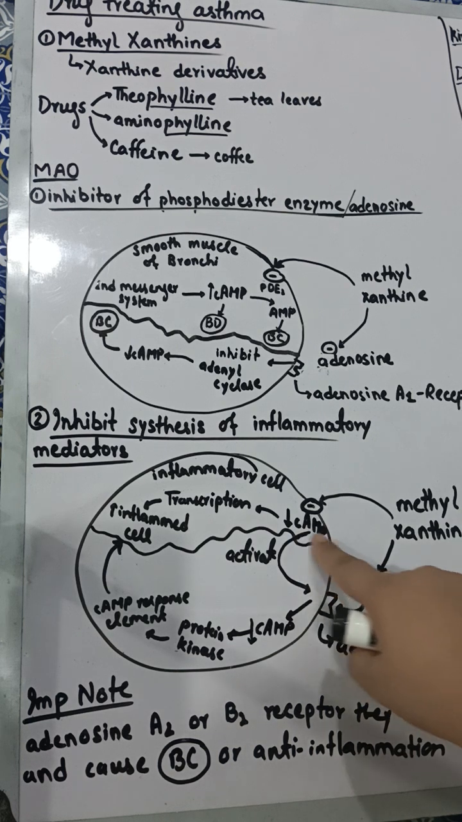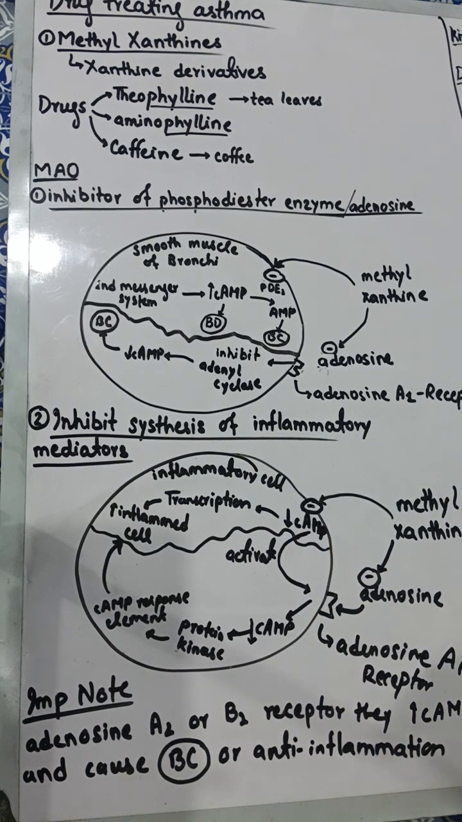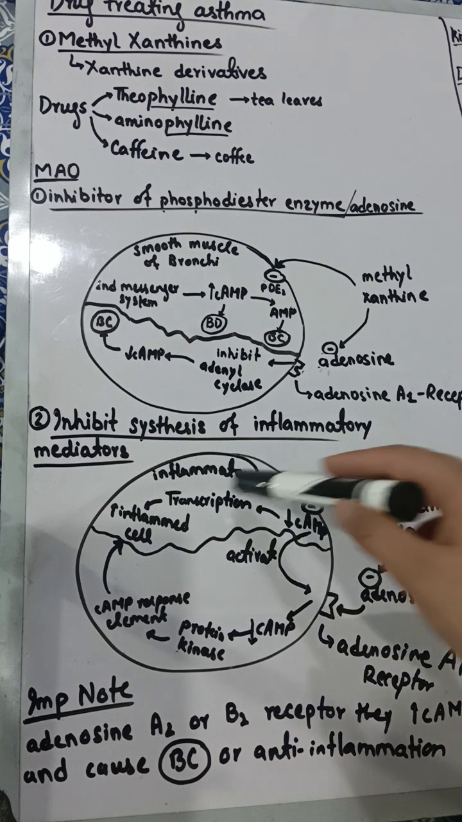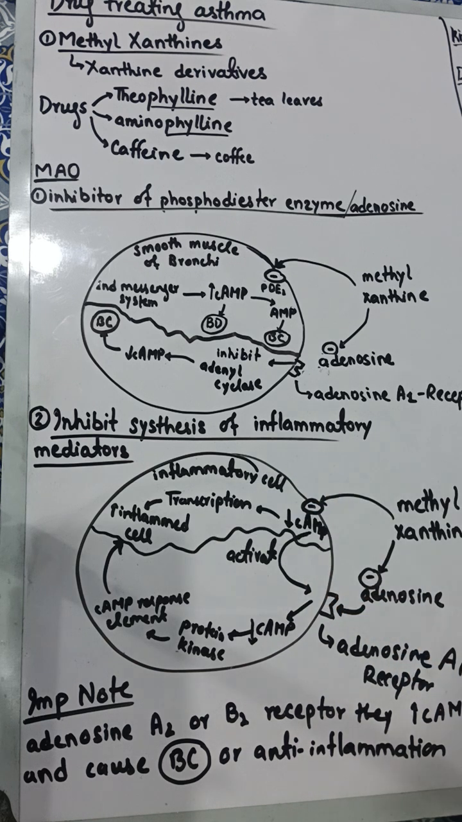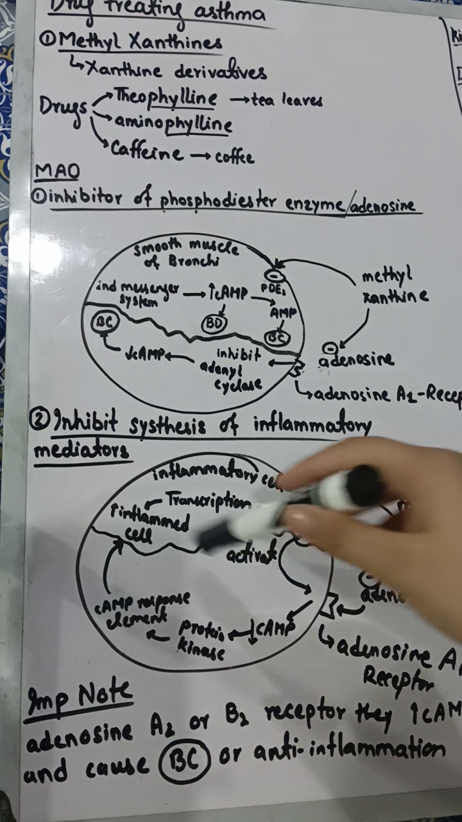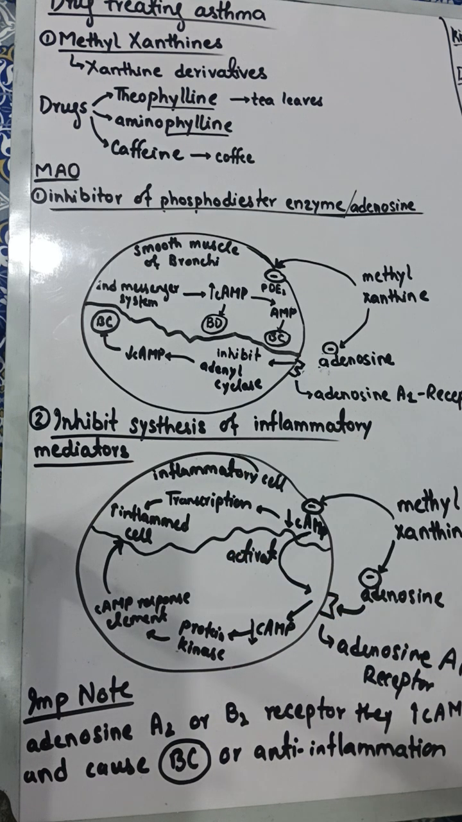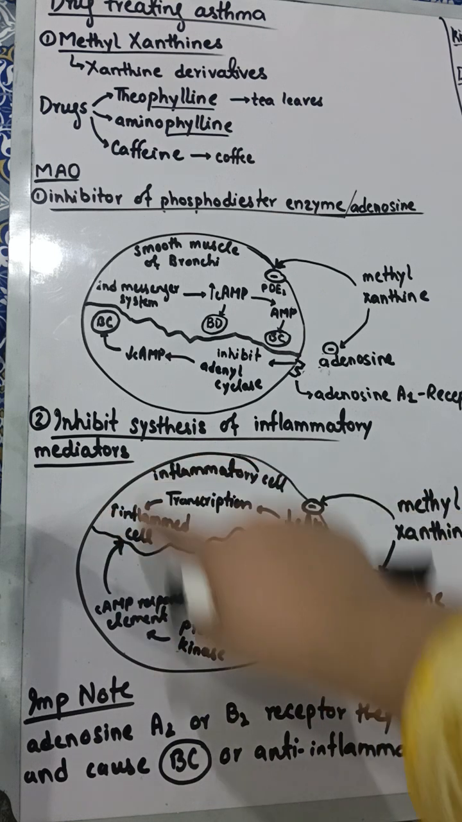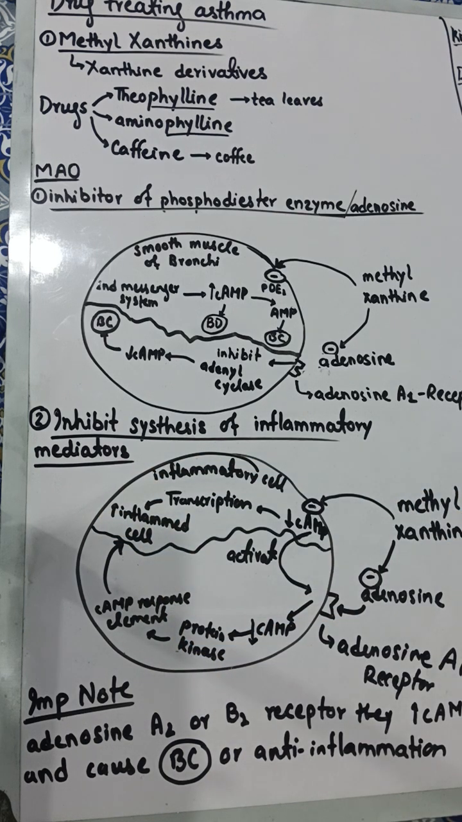Already a decrease in cyclic AMP is produced. It doesn't matter how this decrease occurs, but let's assume it is due to inhibition of adenyl cyclase. Due to this decrease, transcription happens in your genes, and inflammatory cells begin to increase. So how to treat it? We will give methylxanthine, which will inhibit the production of inflammatory cells.